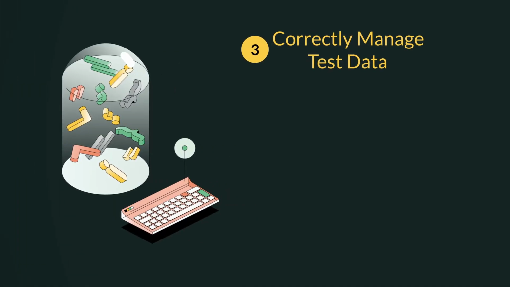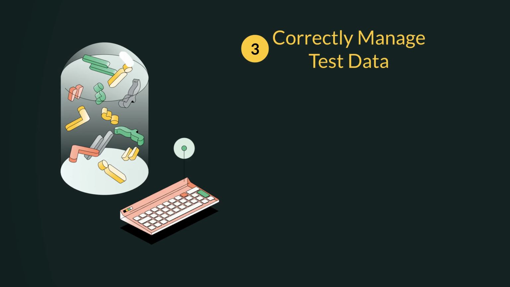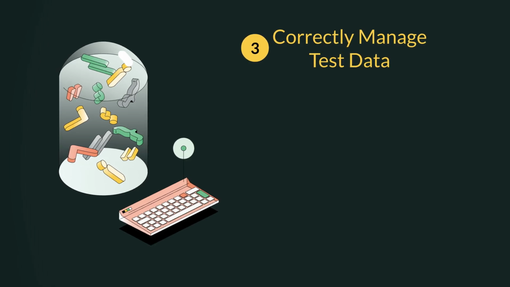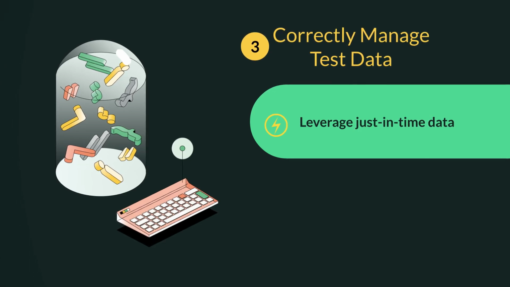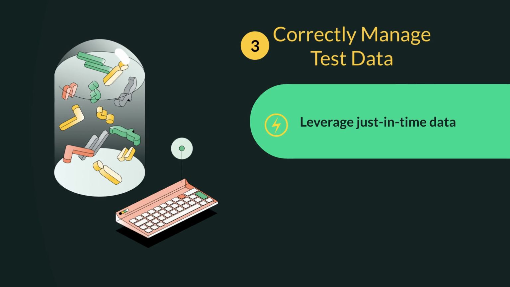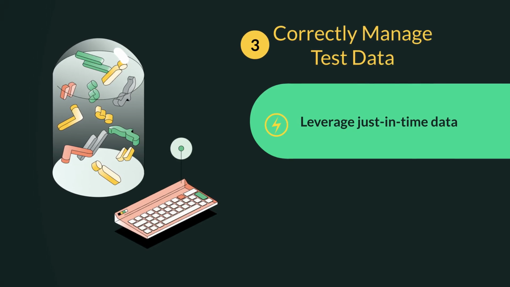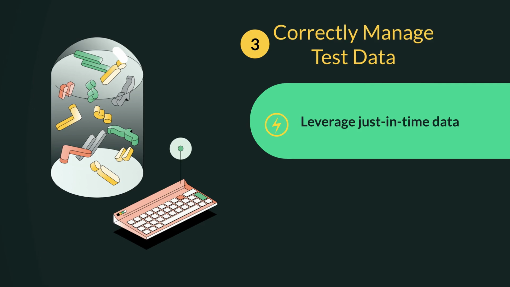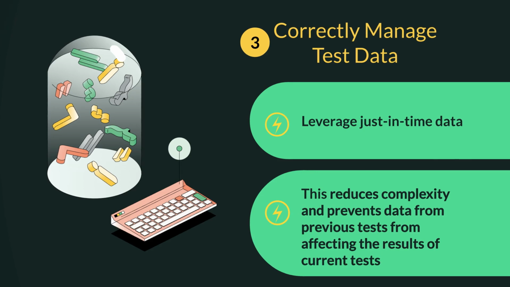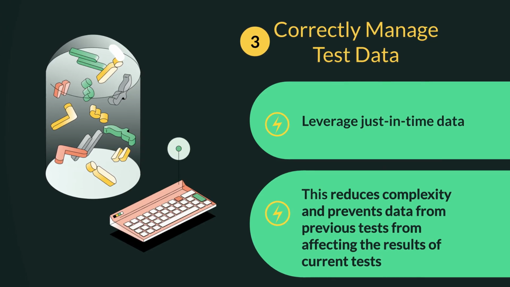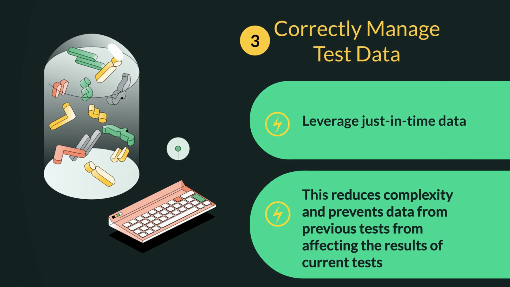Finally, let's talk about correctly managing test data. The strategy we recommend is to leverage just-in-time data. With a just-in-time approach, you create test data, utilize it for a given automated test suite, and then destroy it at the end of the test. This cuts down on complexity and ensures that the data from a previously executed test doesn't muddy the results of your current test.